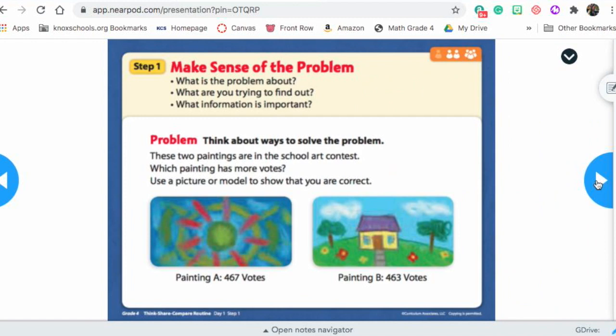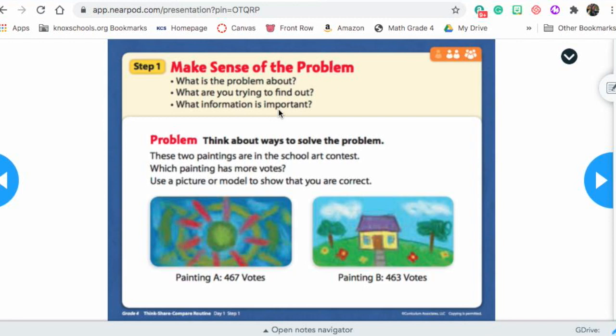Okay, so here's a problem, and let's go ahead and start that think, share, compare process in our problem. So make sense of the problem. What is the problem about? What are you trying to find out? And what information is important? That is what we do every time we make sense of the problem. That's the first step in the think, share, compare routine.